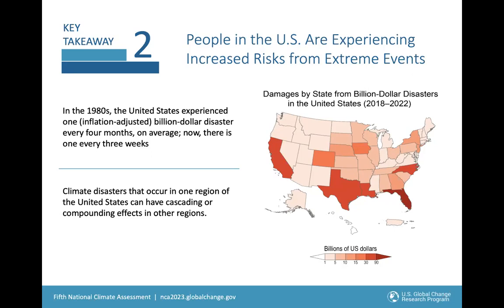Another big takeaway from the report is that climate disasters that occur in one region of the country can have cascading or compounding effects in other regions or sectors. NCA5's new chapter on economics finds that climate change impacts and damages will impose substantial new costs to the US economy and limit economic opportunities for many Americans. Climate change impacts and risks also threaten critical infrastructure and public services, ecosystems, and our culture, including many pastimes and traditions. Next slide, please.